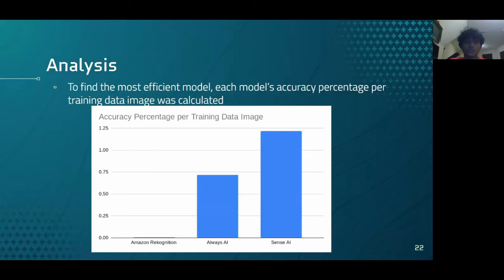To find the most efficient model, however, each model's accuracy percentage per training data image was calculated. Looking at the graph, you can see that Sense AI had the highest accuracy percentage per training data image at 1.22, while Amazon Rekognition had the lowest at 0.0086. Always AI had the second highest at 0.72.